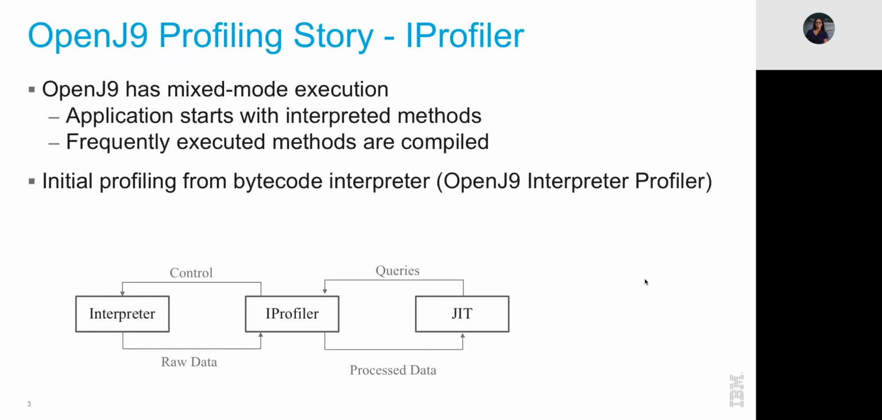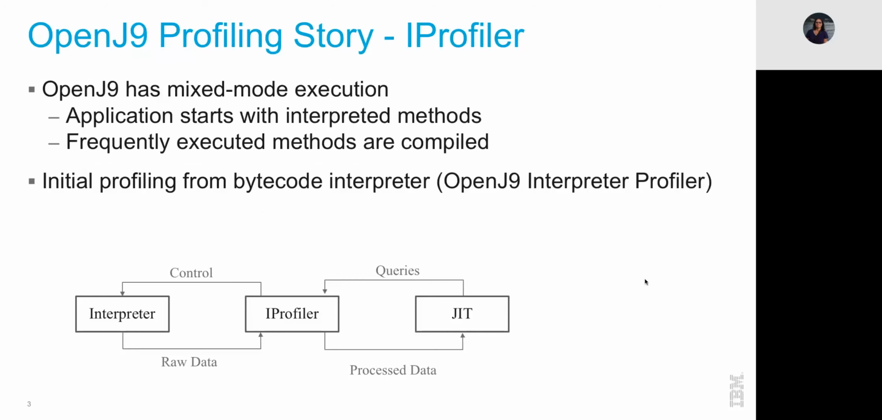So how does OpenJ9 collect and utilize the profiling data? Well, OpenJ9 execution works in a mixed mode where the application starts with interpreted methods and frequently executed methods are compiled to native code. So initial profiling information is achieved from the bytecode interpreter loop, where the interpreter is provided with a per application thread profiling data buffer, which it uses to collect raw data from the application. Once this data buffer gets full, the IProfiler or interpreter profiler consumes that raw data and passes it into a global data structure that can be consumed by the JIT compiler.